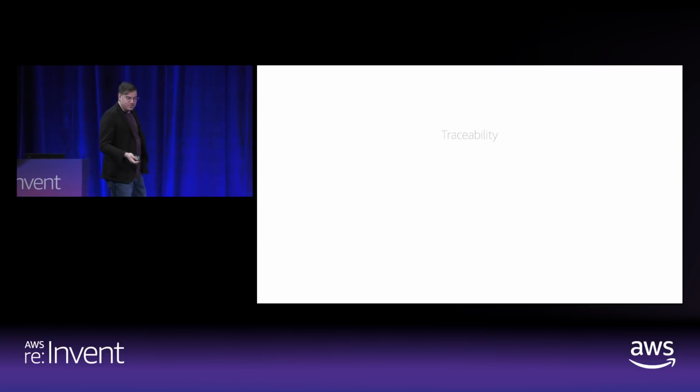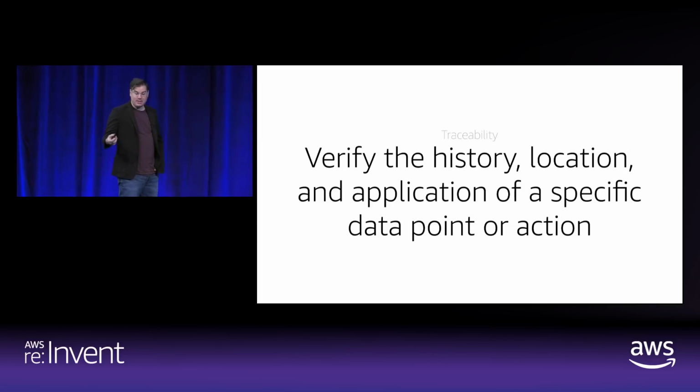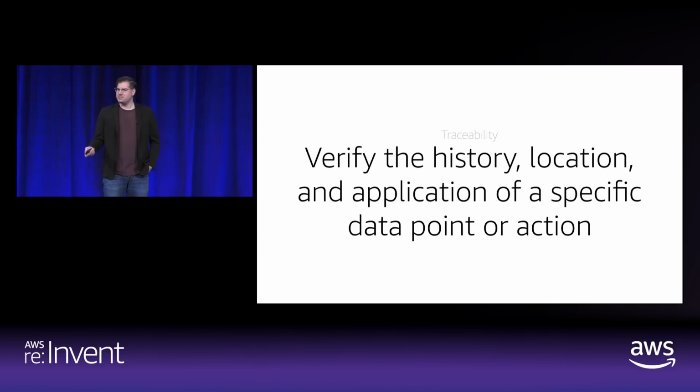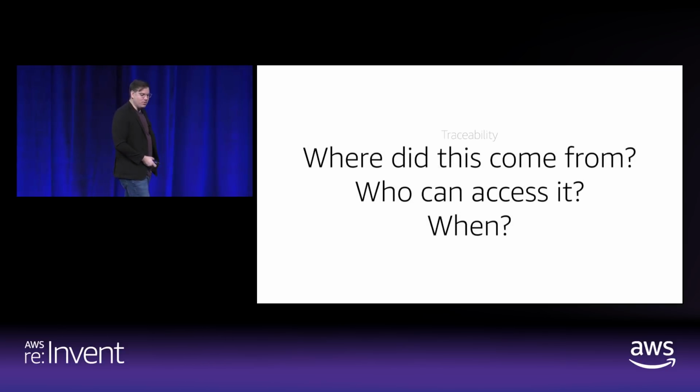We do that with traceability. Now, traceability technically is verifying the history, the location, the application of a specific data point or an action. I don't like formal definitions. You've probably figured that out by now. What this really means is, where did this come from? Who can access it? And when can they do any of that? Right? Really simple questions. Easy things to ask.